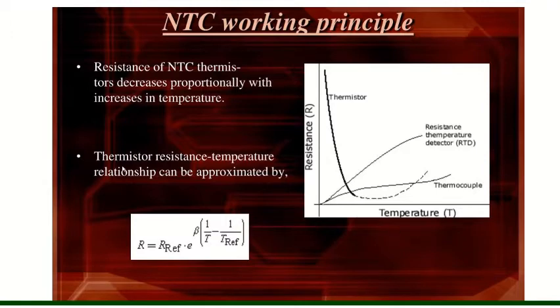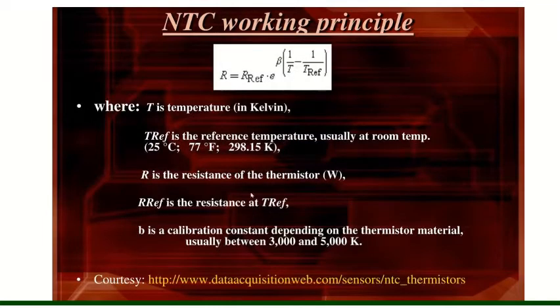The thermistor resistance-temperature relationship can be given by this relation, as you can see here. The resistance R of an NTC type of thermistor is given as R reference times e to the power of beta times (1 by T minus 1 by T reference), where T is the temperature at which you are taking the resistance. T reference is the reference temperature, generally room temperature.